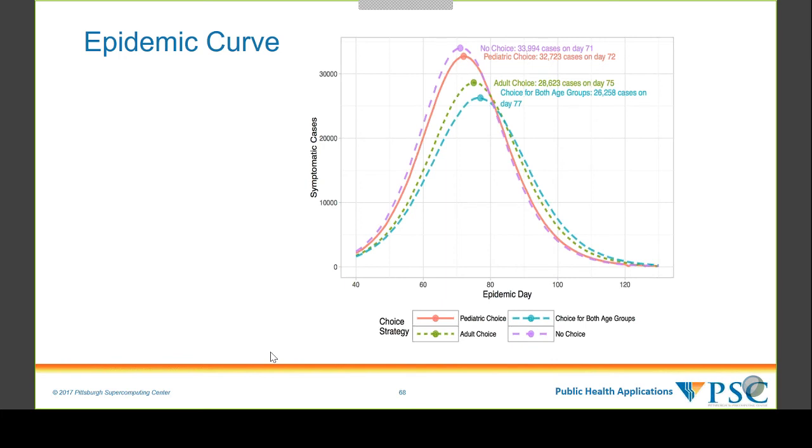Then the pediatric choice, whenever we offer choice only to children, and you can see that the adult choice, interestingly, reduces the number of symptomatic cases more so than does the pediatric choice, and the greatest reduction comes from offering choice to both. Which makes sense, because we're increasing the number of vaccines to go out into the population.